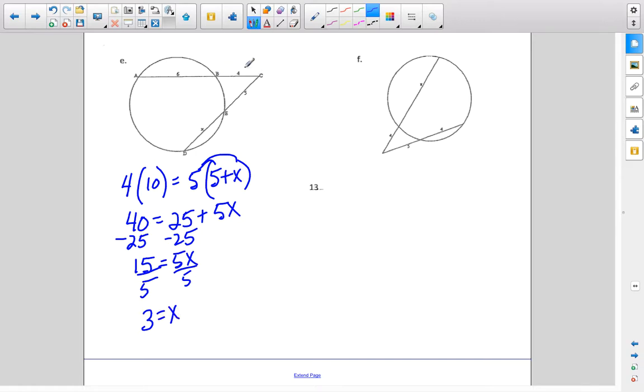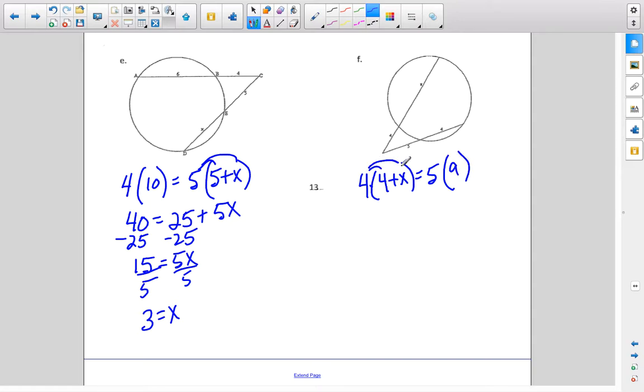Okay, this was an outside times the whole. Same thing with F. The outside times the whole will give us outside, and the whole line will have to add those parts together. 4 plus x equals the outside of the other secant segment times the whole, which is 5 plus 4.